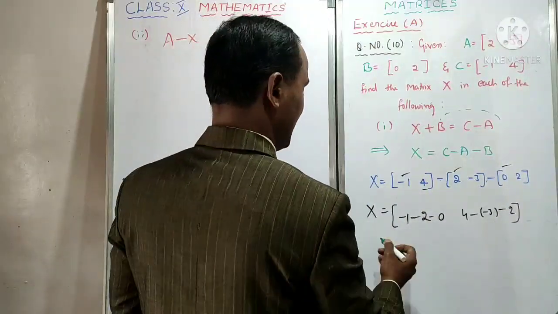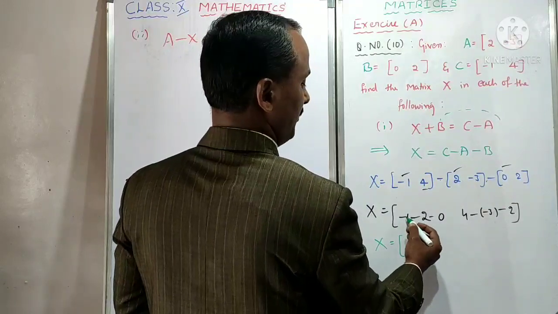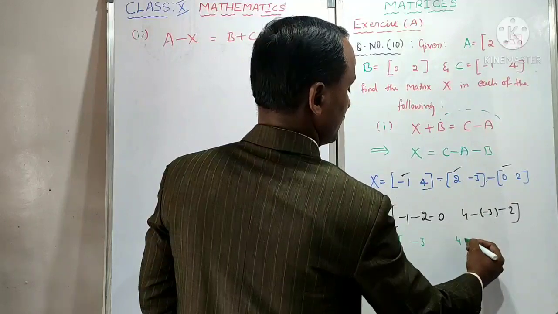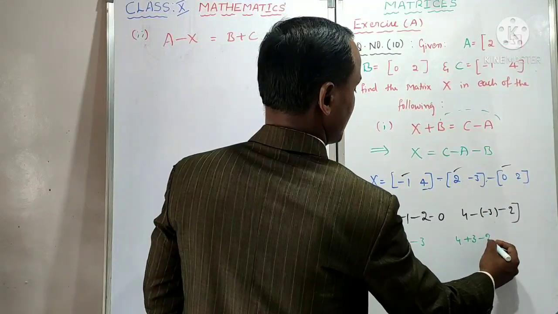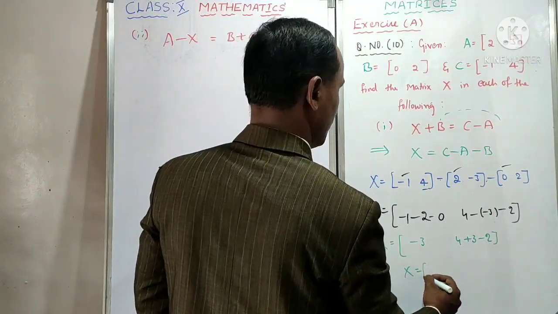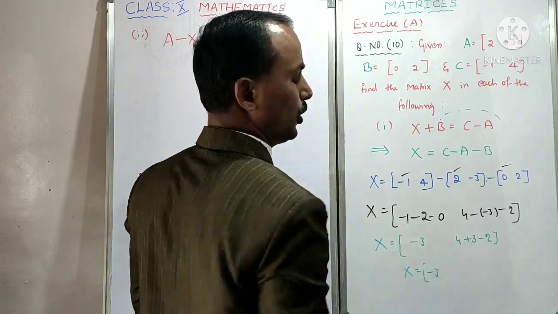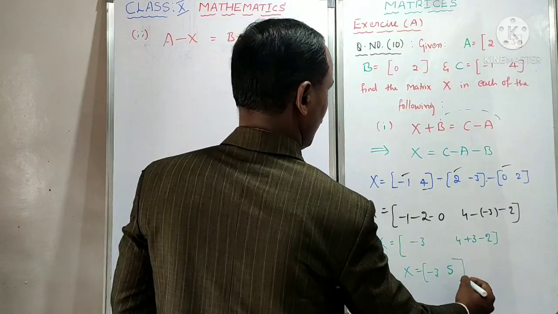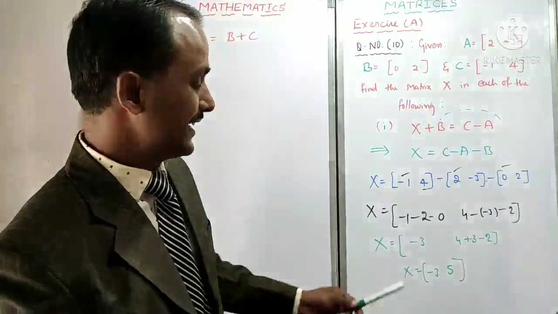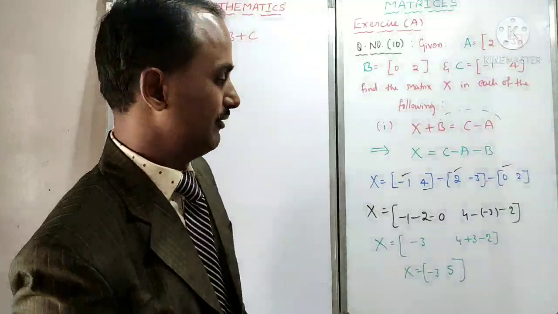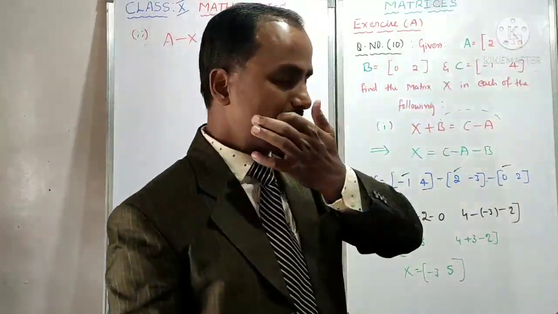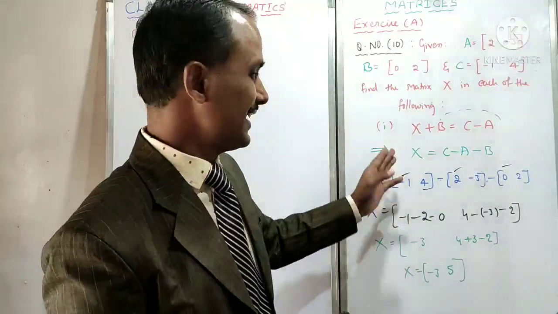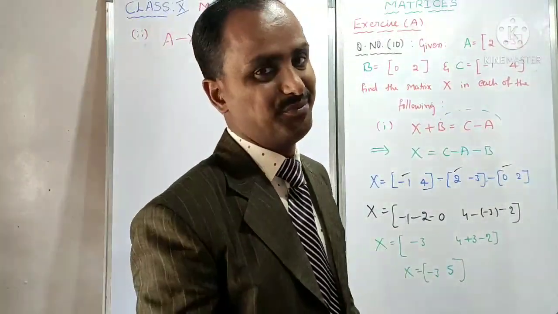Now what next? X is equal to minus 1 minus 2 became minus 3, 4 minus into minus plus 3 minus 2. Finally X is equal to minus 3, 4 plus 3 became 7, 7 minus 2 became 5. We got matrix X is minus 3, 5. Look here, the given 3 matrices' order is 1 by 2. The result matrix X also we got is of order 1 by 2.